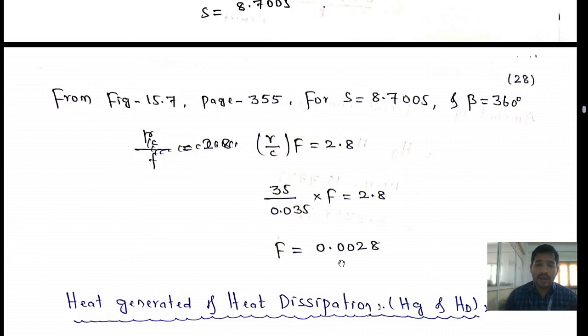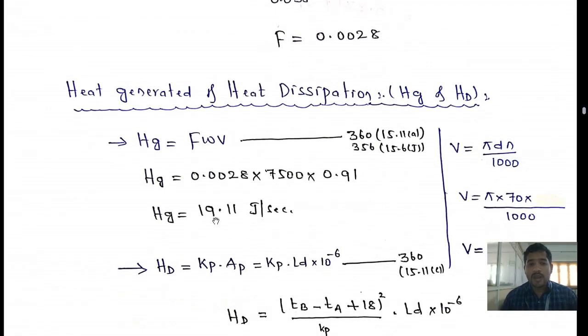After that, our intention is to find the heat generated as well as the heat dissipated. Clear? To find the heat generated, H indicates heat generated by the Sommerfeld number into load into linear velocity. You have to refer to page number 360, equation 15.11a. F is 0.0028, into W, 7500, into V, linear velocity, 0.91. If you multiply all the terms, then you will get the heat generated as 19.11 joule per second.